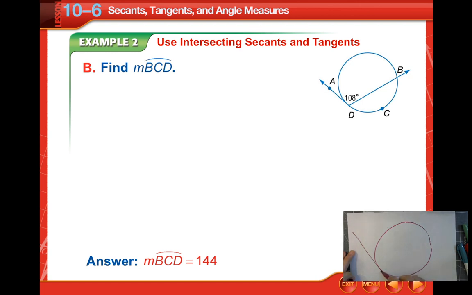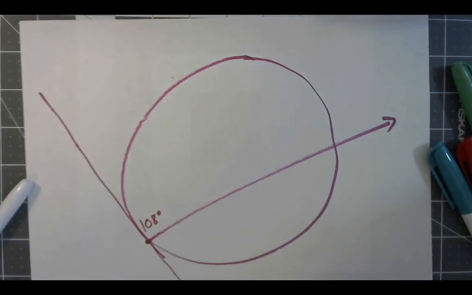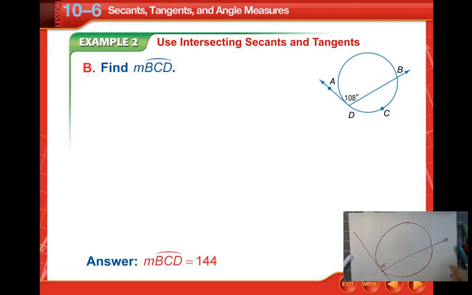If you notice, this one actually doesn't even have the other side, but we can extend this. So we see it. We have this arc being 108 degrees. So this is what we have. And we're actually looking for BCD. So we're looking for this right here.